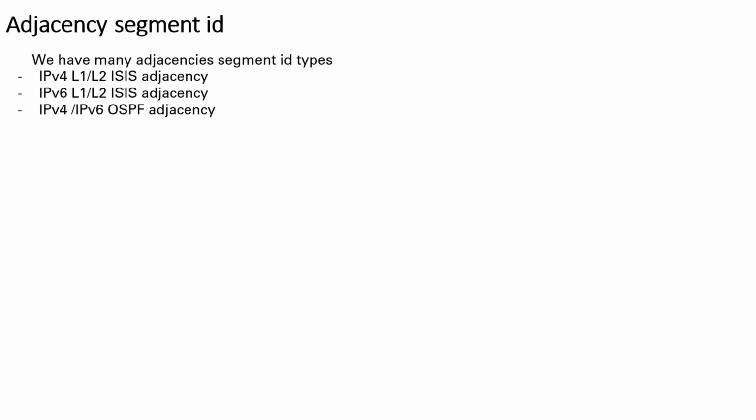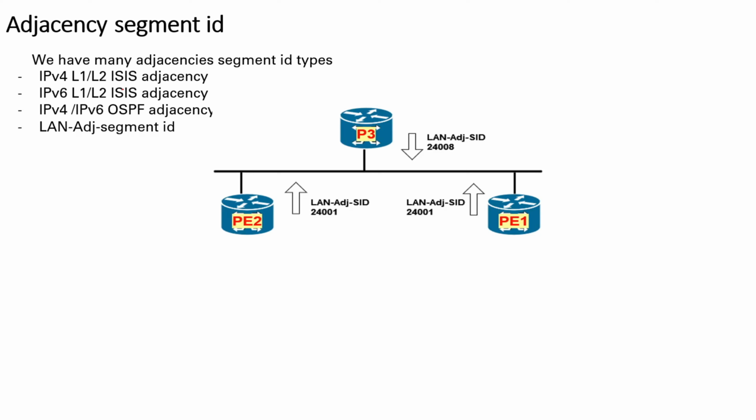So under the adjacency SID, we have many types. Like for the L1 and L2 IS-IS adjacency, that is for IPv4. Again, we have IPv6 L1 and L2. Then for OSPF we have IPv4, IPv6, and the LAN adjacency segment ID for the broadcast segment.